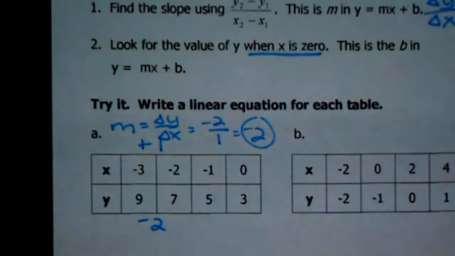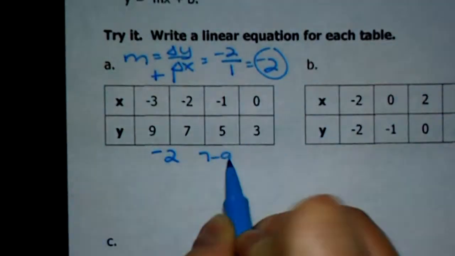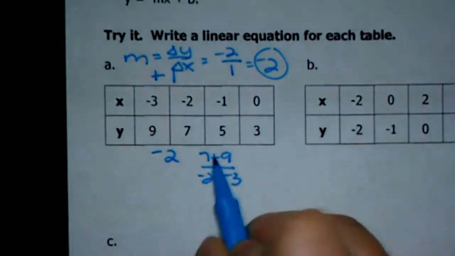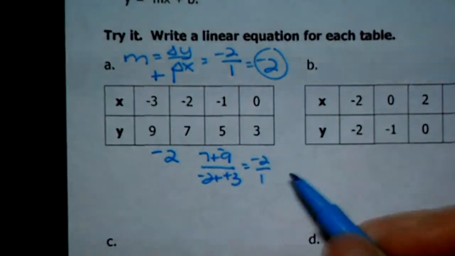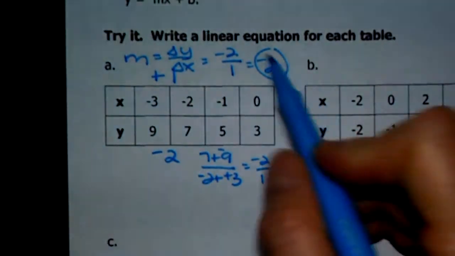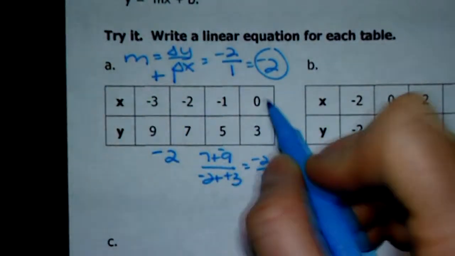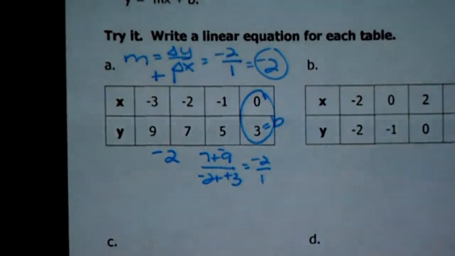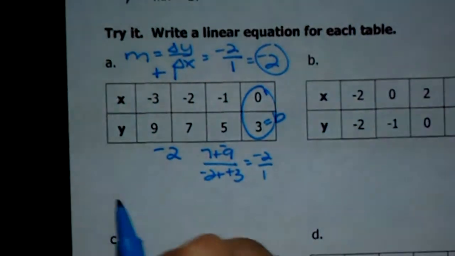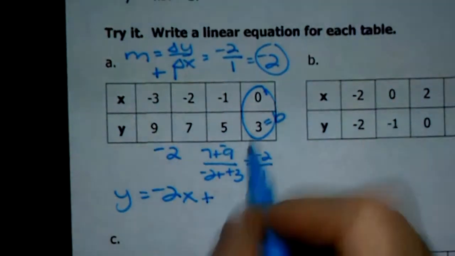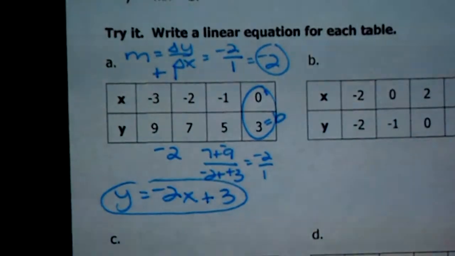Now if you would have just done 7 minus 9, the change in y, y2 minus y1, over negative 2 minus negative 3, you still would get that negative 2 over 1. Counting by what it goes up by is just another way to look at it. So either way, your slope is negative 2. And looking at this table, when x is 0, y is 3, that means that 3 is my b. So to write an equation for this, I'm just going to say y equals my slope, which is negative 2. The slope always gets the x. And I'm going to add to that my b, which is 3. That's it. All right, let's try another one.